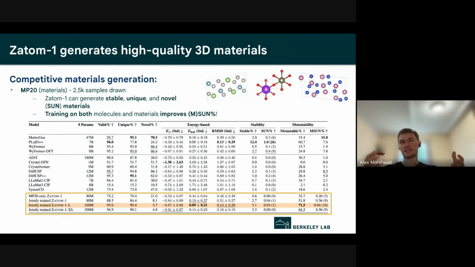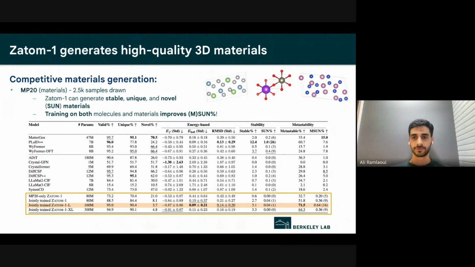But it's kind of counterintuitive. You drop the novelty rates, but your MSUN and SUN rates actually improve when you run it for longer. So that's the intuition: the convergence is a lot faster on MP20 alone. Makes sense. So it's still like the overfitting argument as well.